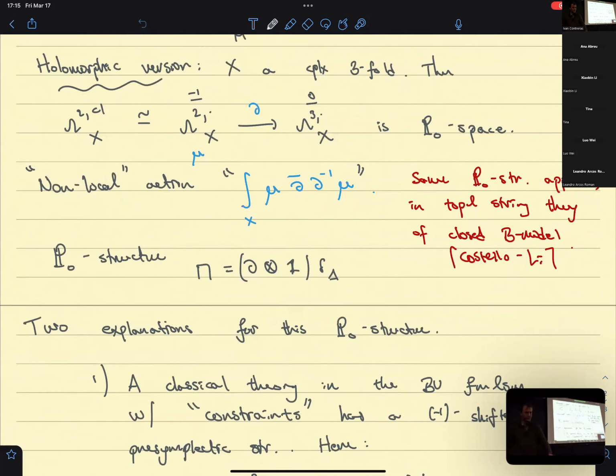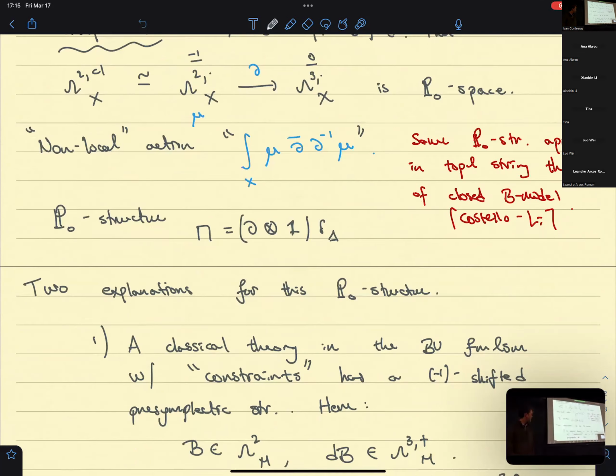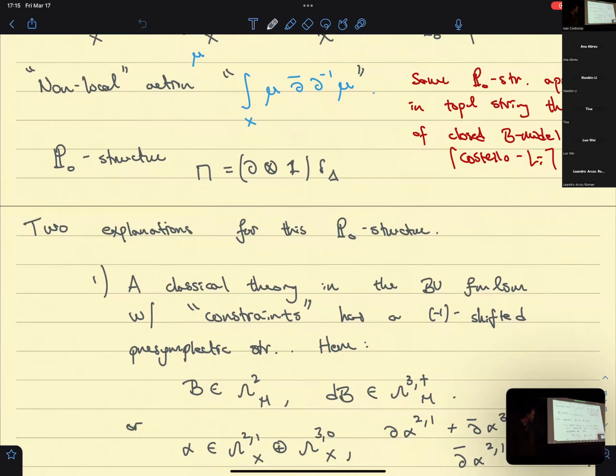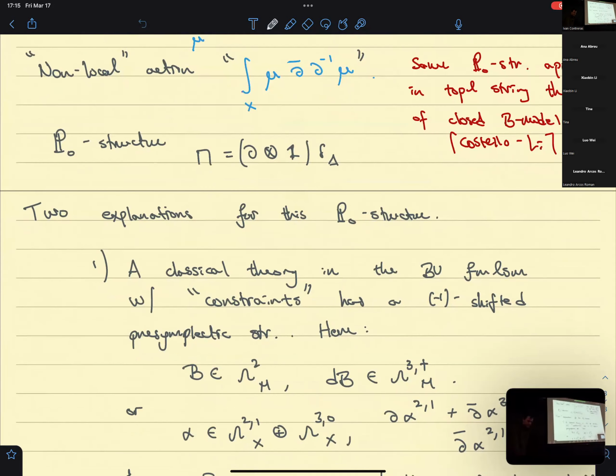So I just wrote down some P0 spaces. What are some explanations for this? There's one explanation that I don't want to spend too much time on for the rest of the talk, but I want to say a few words about it. Roughly, you should think about these P0 structures as arising, maybe in one way, from shifted presymplectic structures. That's how I wrote the first example anyway. And you should think about a shifted presymplectic structure as a field theory that possibly has some constraints in it.